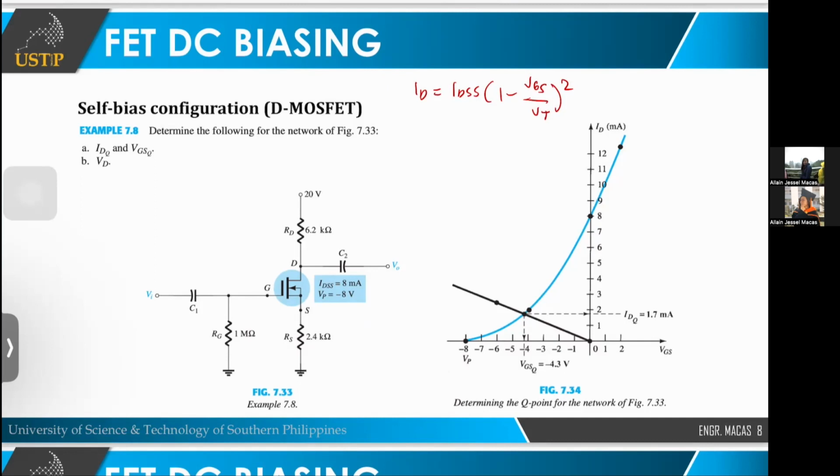Now, we are given IDSS and VP. Sorry class, VP. Okay. So, that is, again, ID is equal to IDSS times 1 minus VGS over VP squared. Given these two parameters, how do we plot the transfer characteristic? We just assume values of our VGS.